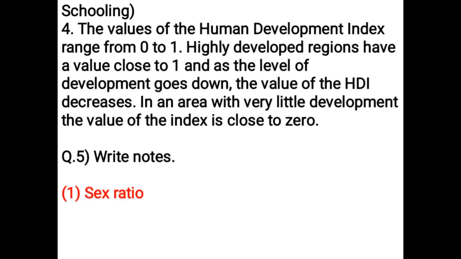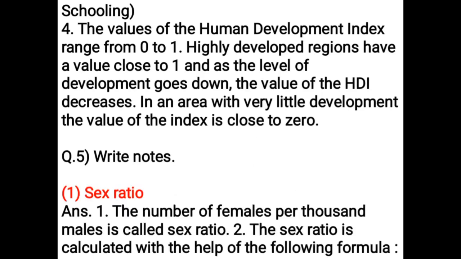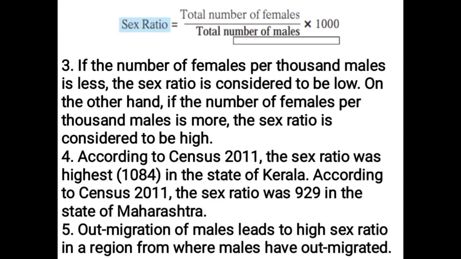Write notes. Sex ratio. The number of females per thousand males is called sex ratio. The sex ratio is calculated with the help of the following formula. Sex ratio is equal to total number of females upon total number of males into 1000.